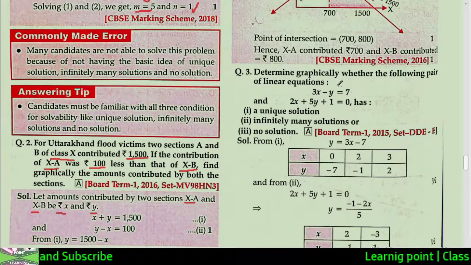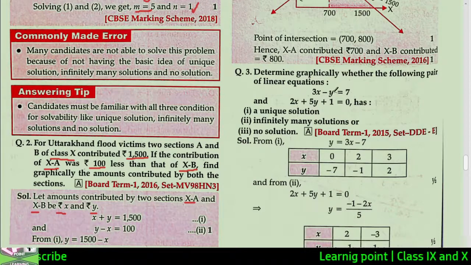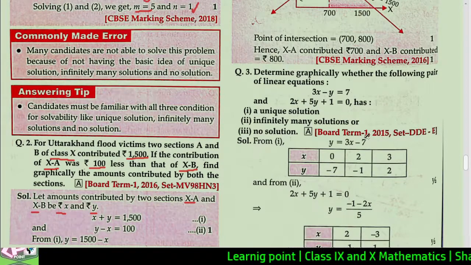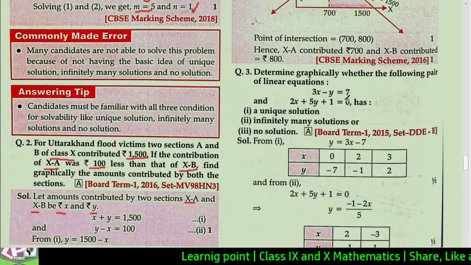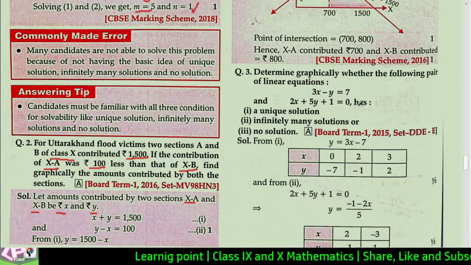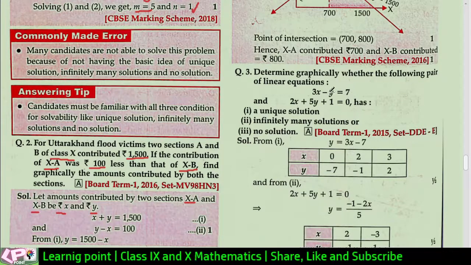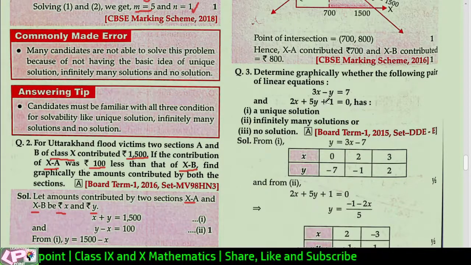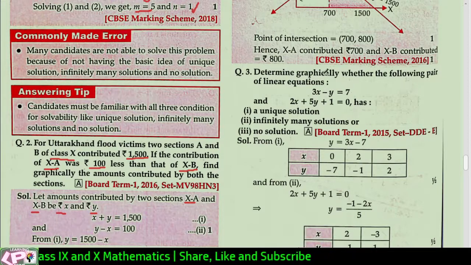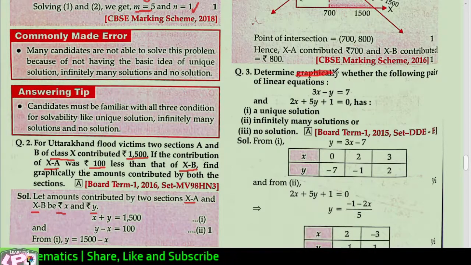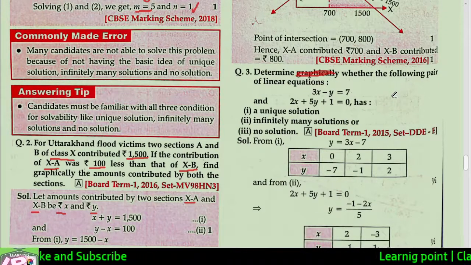So now determine graphically whether the following pair of linear equations has a unique solution, infinitely many solutions, or no solution. Equations are directly given to you. You just need to draw the graph, then you can decide this one. Otherwise, if it is asked for just one mark, if it is just asked to determine, not graphically, you can just verify the ratios: a1 by a2, b1 by b2. If it is not equal, unique, like that.